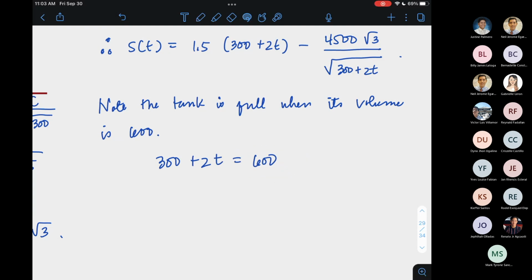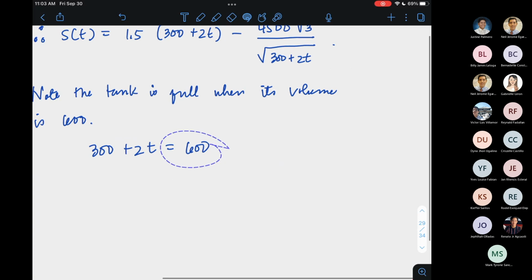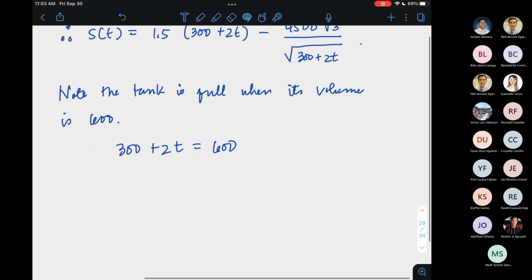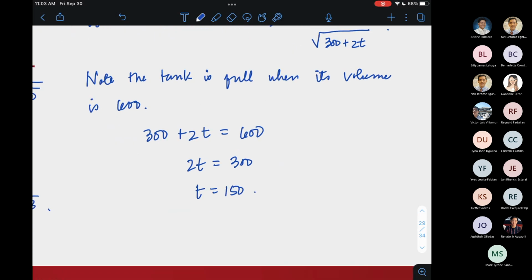And we want to find the time value at which 300 plus 2t is equal to 600. So this would be 2t equals 300, so t equals 150. So after 150 minutes, saka pa lang mapupuno yung ating tank.